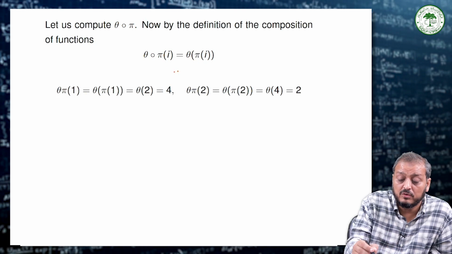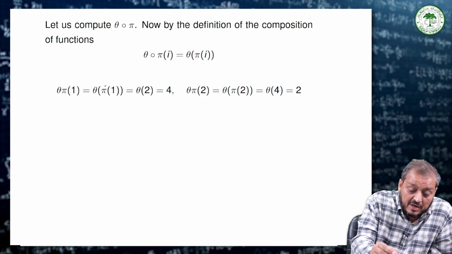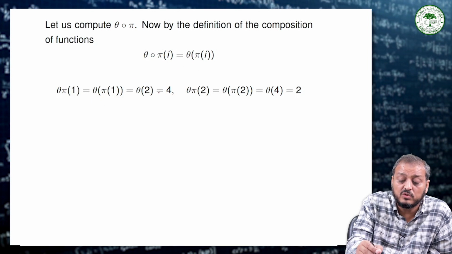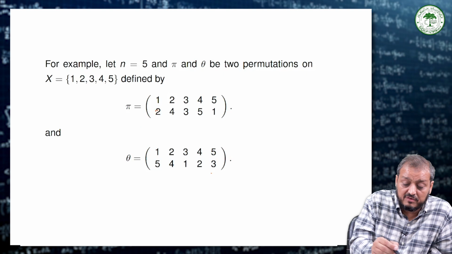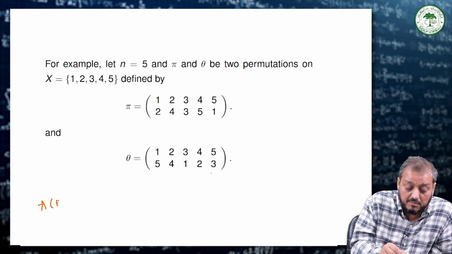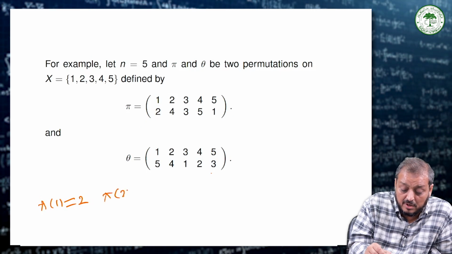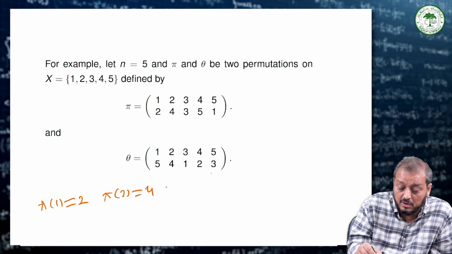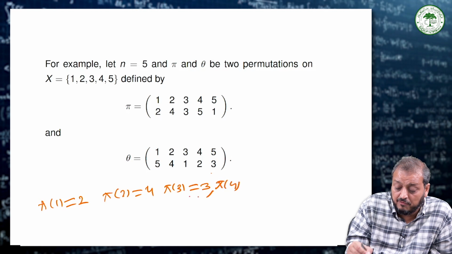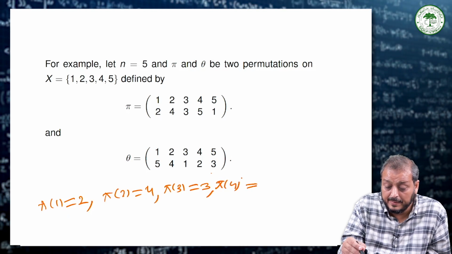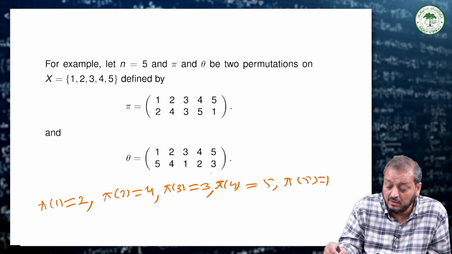So, clearly theta of pi 1 is equal to 2, and theta 2 is equal to 4. We have pi of 1 is equal to 2, and pi of 2 is equal to 4, pi of 3 is equal to 3, pi of 4 is equal to 5, and pi of 5 is equal to 1.